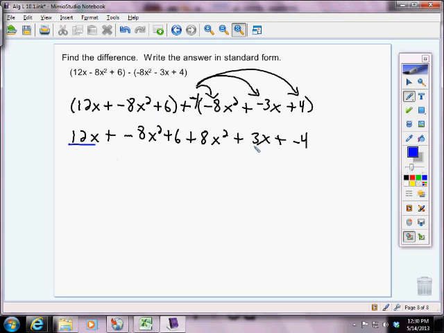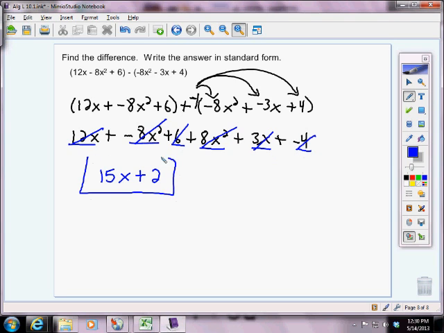12x's, any like terms? 3x's. 12x plus 3x is 15x. Negative 8x squared and positive 8x squared, those cancel out. 6 and negative 4, that works out to be 2. And our answer is already in standard form.